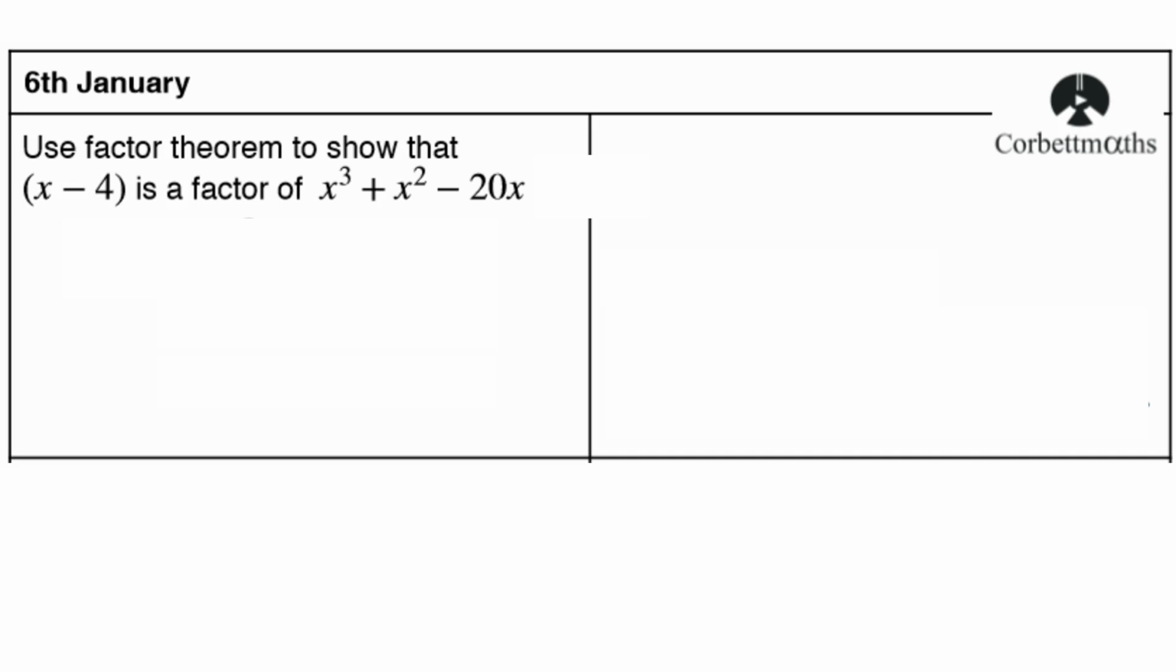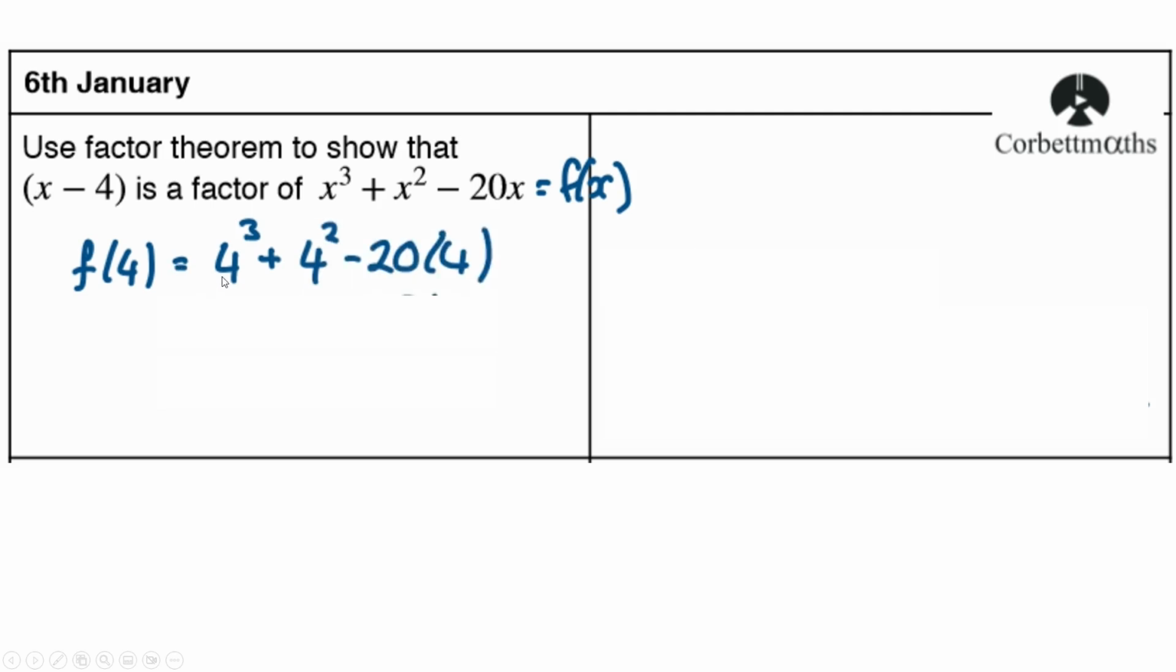So on the face of it, it's a use of factor theorem, which means you just put 4 into here and you say it's 0 and everything's fine. Let's lay this out properly. So the first thing I'm going to do is say that this is equal to f of x. And then I'm going to show that f of 4 is equal to 4 cubed plus 4 squared minus 20 times 4. In other words, I put 4 into here. And I'm going to do the numbers because I'm showing it's true. And that's going to give me 0. So I've found out that f of 4 is equal to 0.